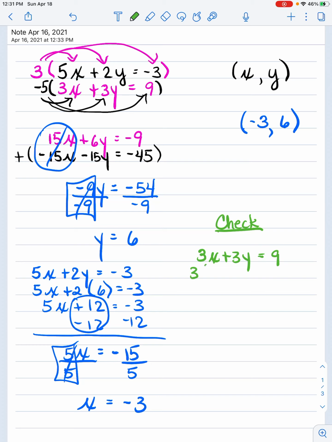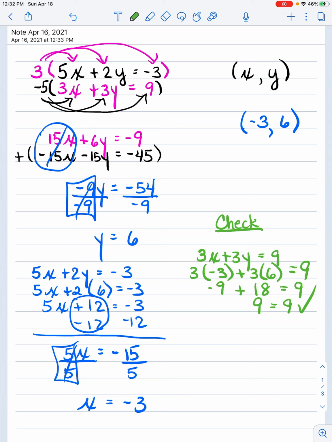So we know x is negative 3, so 3 times negative 3, plus 3 times y, which would be 3 times 6, should, if our answer is correct, be 9. So 3 times negative 3 is negative 9, plus 3 times 6 is 18, and that should give us a positive 9. Negative 9 plus 18 is indeed positive 9, and so we know we are correct.